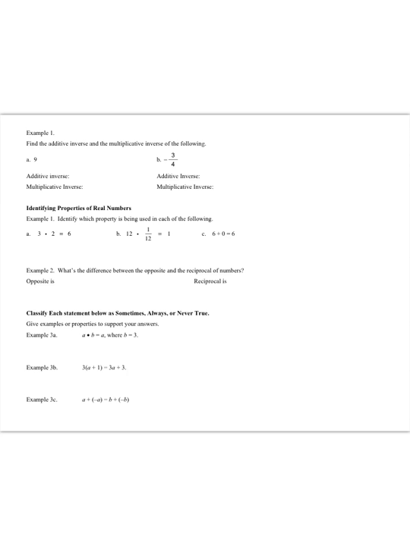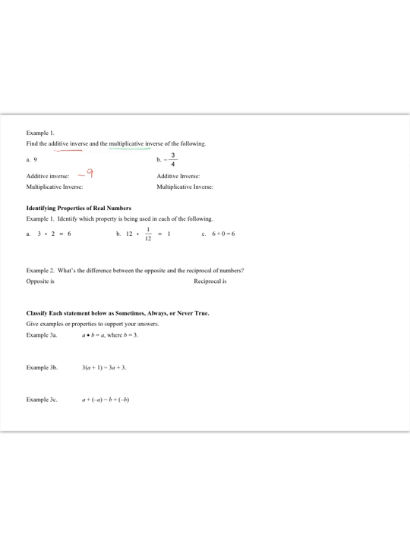Now let's take a look at a few examples. Here you're being asked to find not only the additive inverse, but the multiplicative inverse of each of these. So let's look at the first one, 9. If I'm trying to find the additive inverse, I'm asking myself, what am I adding to this number to get 0? Well, its opposite is negative 9.